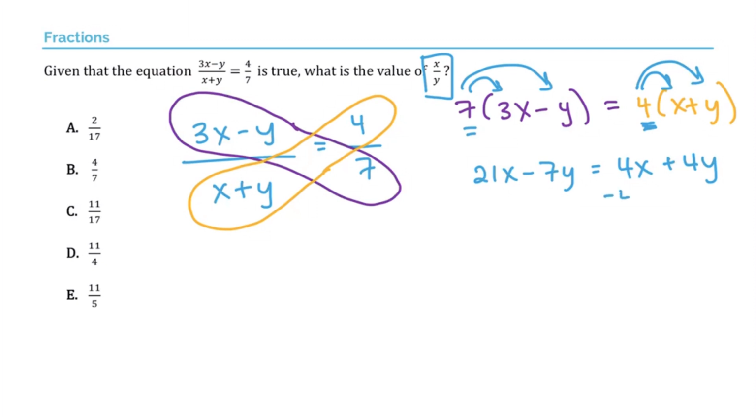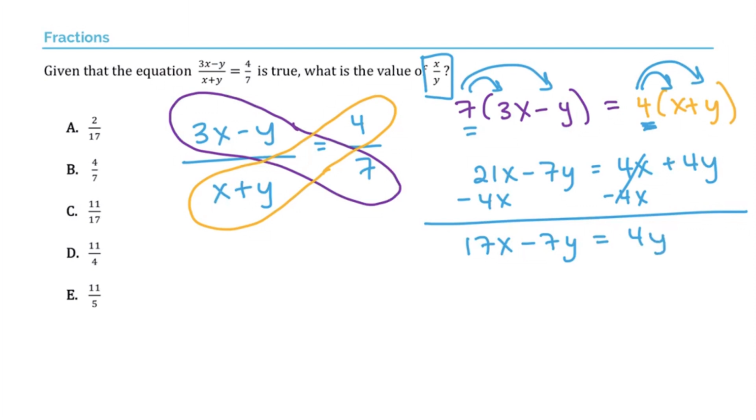So first thing I'm going to do, get this 4x to the other side. Again, I'm trying to get my x's together and my y's together. 21x minus 4x is 17x minus 7y equals 4y. Next step is to get my y's together because I'm subtracting 7y on the left. I'm going to bring it to the right by doing the opposite and adding 7y. So they cancel on the left. I'm left with 17x equals 4y plus 7y, which is 11y.